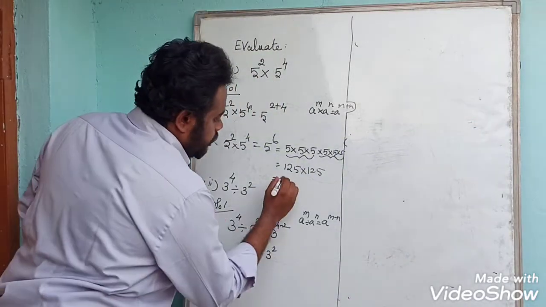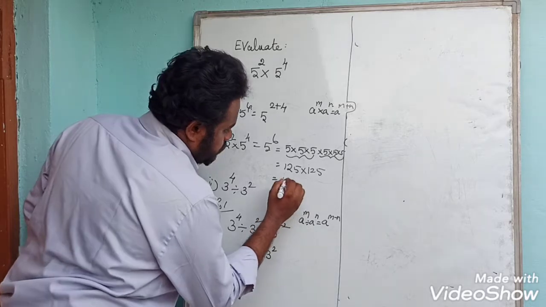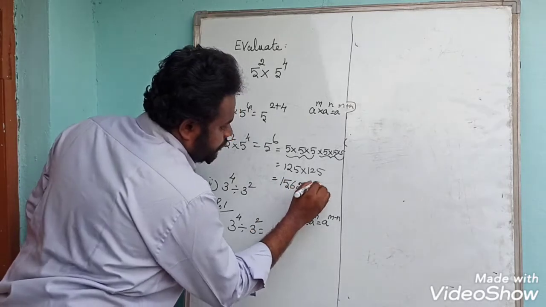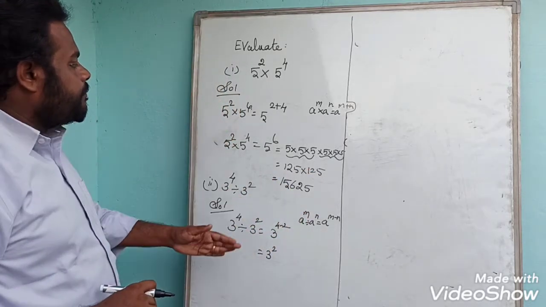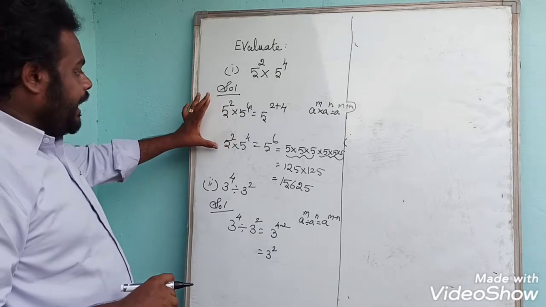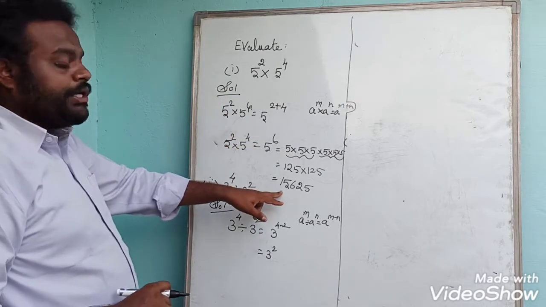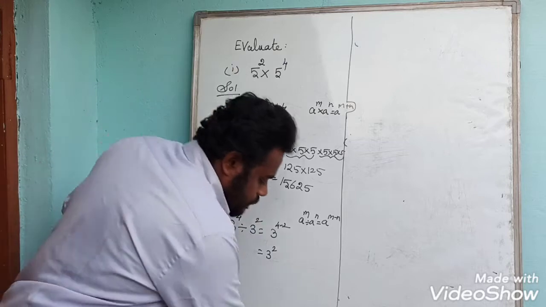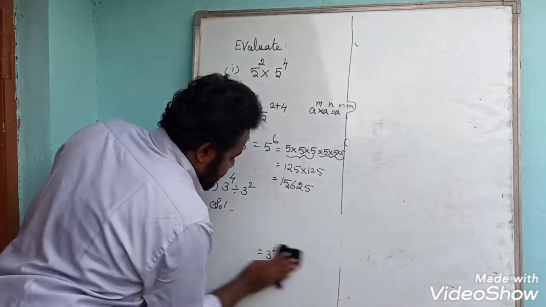So we get 15,625 is the value. So this is one of the methods. Here we have to express only in exponents. Here we find out the value. So on this condition we have to see some examples.